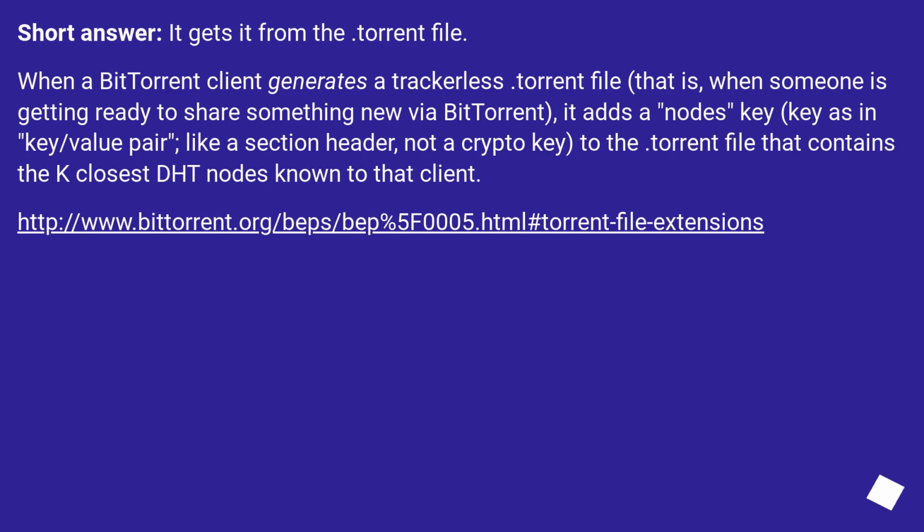Short answer, it gets it from the torrent file. When a BitTorrent client generates a trackerless torrent file, that is, when someone is getting ready to share something new via BitTorrent, it adds a node's key, as in key/value pair, like a section header, not a crypto key, to the torrent file that contains the k closest DHT nodes known to that client.